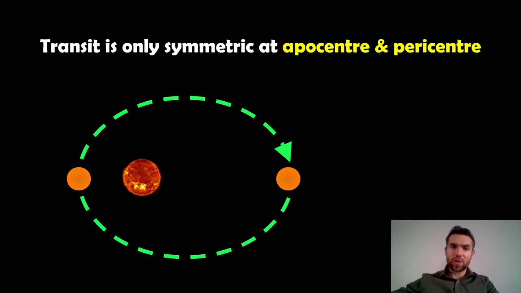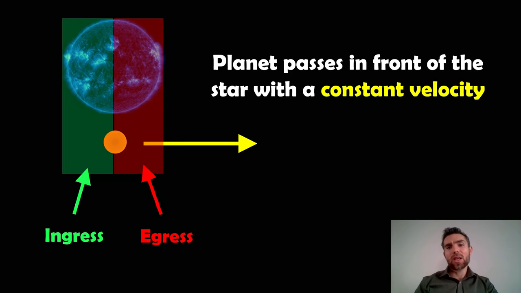And the same is true for the other part. So the transit will only be symmetric for an elliptical orbit at these two locations here. Because of that, the ingress and egress should be the exact same. So the part where the planet begins to transit the star, which is the green part, the ingress, and then the egress, which is the part where it begins to exit transiting the star, because it's a constant velocity, the time it takes to do both of those should be the same. That's what gives us our symmetric transit.